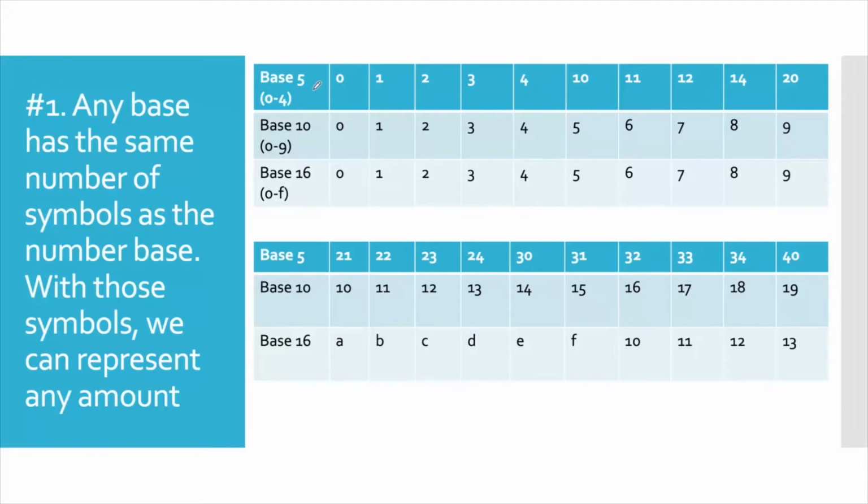Now in base 5, we have fewer symbols to use. We have 5 symbols, and they are the symbols 0 through 4. So once we reach the symbol or value of 4, and we want to represent a new value of 5, we actually don't have a symbol that looks like a 5 to use in base 5, so we have to reuse the symbols we have available.